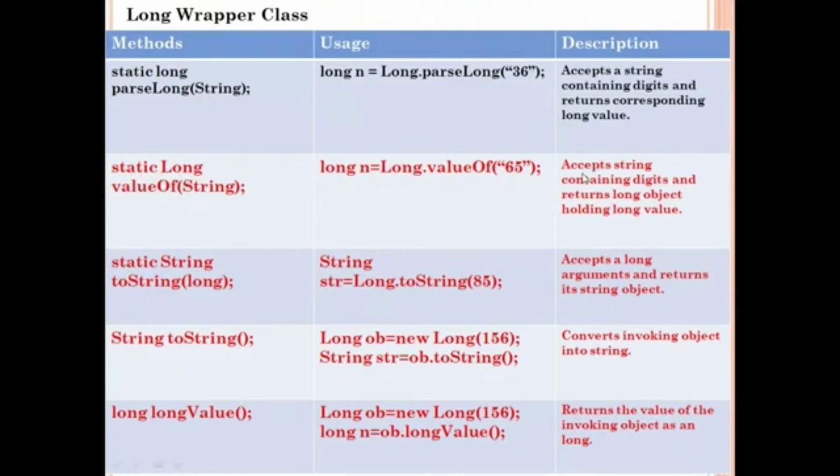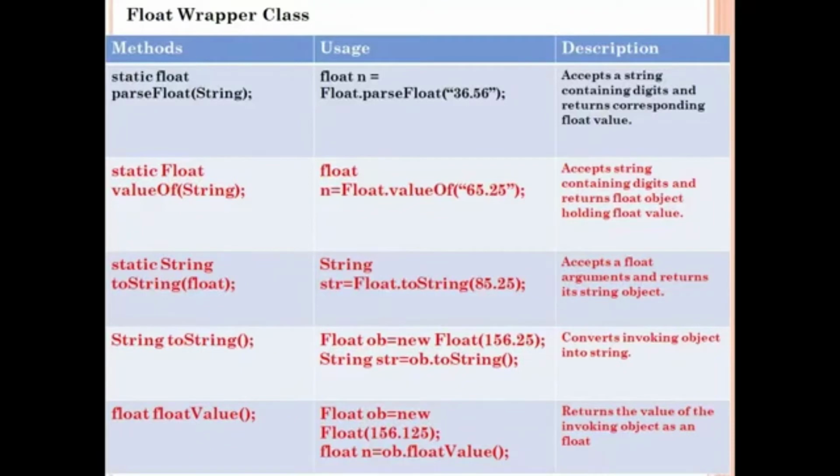Next we have Float wrapper class. It is also similar to the integer data type. Let's consider the example here. Here they said float n equal to Float dot parseFloat("36.56"). 36.56 is a string, and when you use this parse method, it will convert it into float data type. Let's see the description. It accepts a string containing digits and returns the corresponding float value.